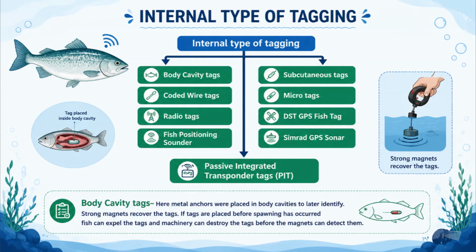However, there are some limitations. If the tags are inserted before spawning, fish may naturally expel the tags. In some cases, machinery or handling processes may also damage the tags before they are detected. Internal tagging methods are highly useful for long-term monitoring, migration studies, fish stock assessment, and fisheries management because the tags remain protected inside the fish body.